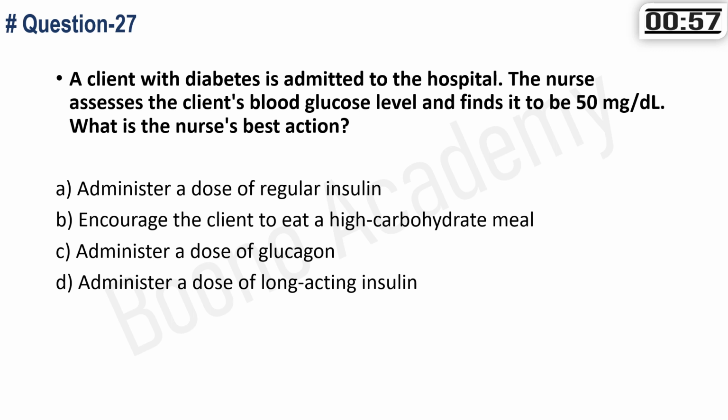Question 27. A client with diabetes is admitted to the hospital. The nurse assesses the client's blood glucose level and finds it to be 50 mg/dL. What is the nurse's best action?